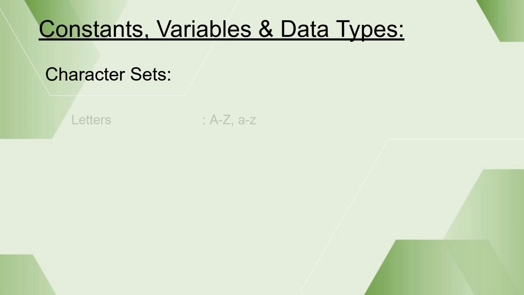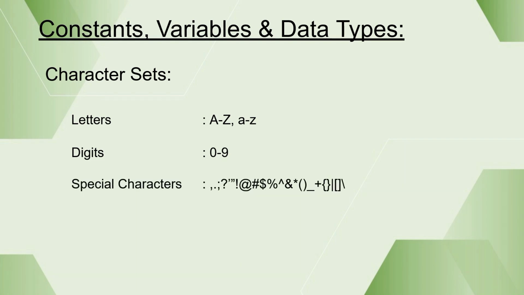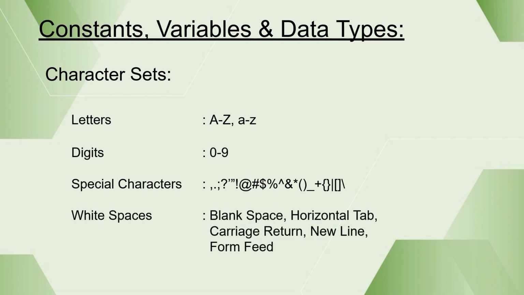It includes letters from uppercase A to uppercase Z and lowercase a to lowercase z. Then digits 0 to 9. Special characters such as comma, full stop, semicolon, question mark, single quote, double quote, etc. Then white spaces. What are the white spaces? Like blank space, horizontal tab, carriage return, new line, form feed.